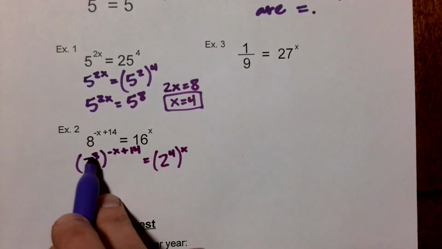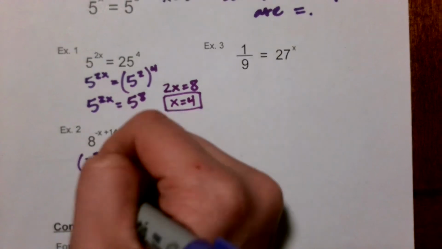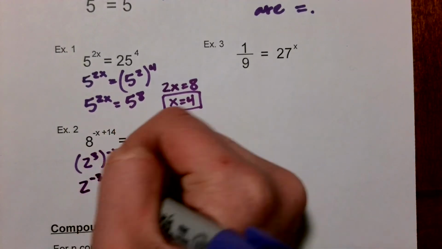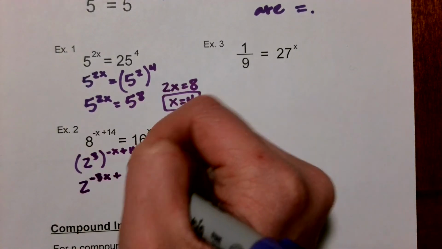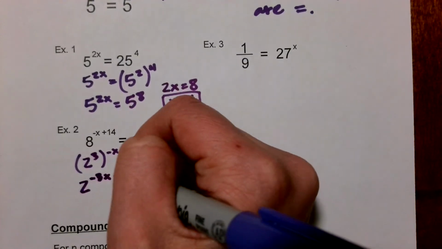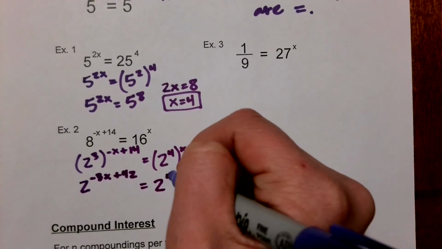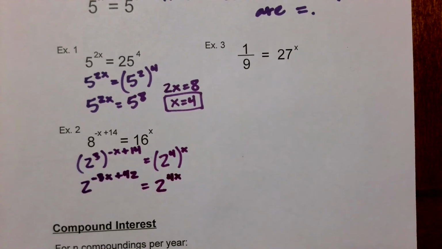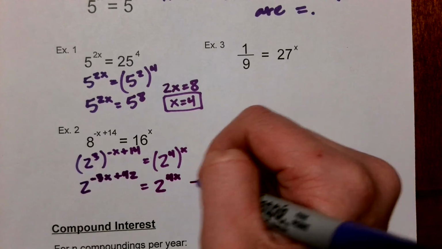If you have a situation like this, remember power to a power, we're multiplying. And in this case, we would need to distribute the 3 to both the x and to the 14. Let's see, we got a 42. And same thing here, 4x. And then I could take that step in logic that if my bases are the same, the exponents have to be equal to each other.